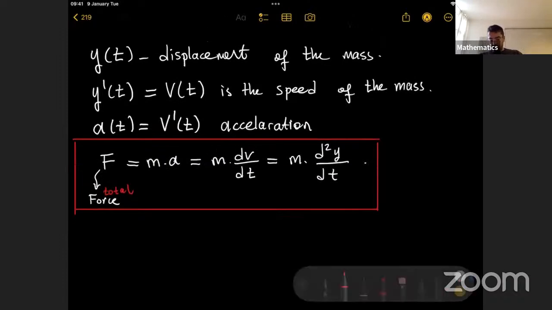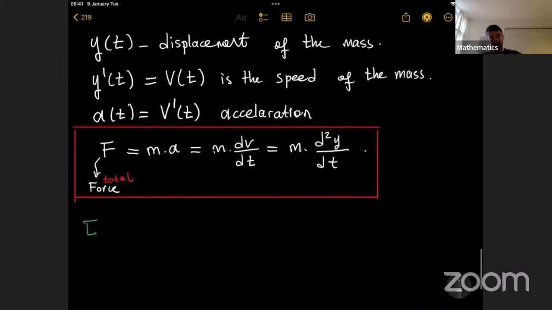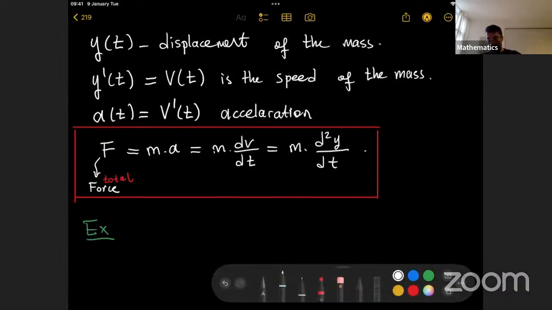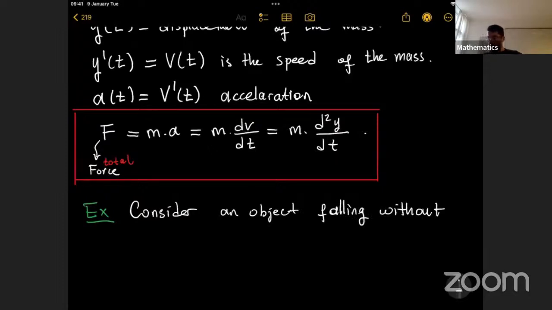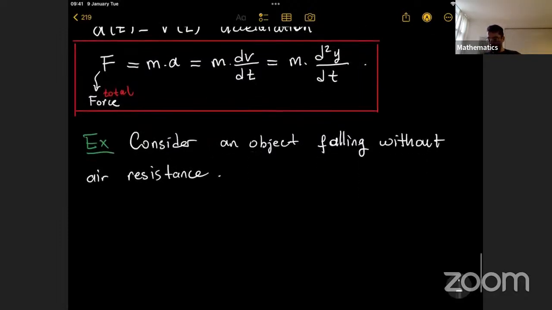Well, let's do an example. Consider an object falling without air resistance. So there is no air resistance. We have such a picture. We have a mass, and this falls down.